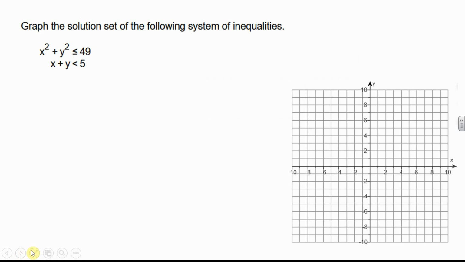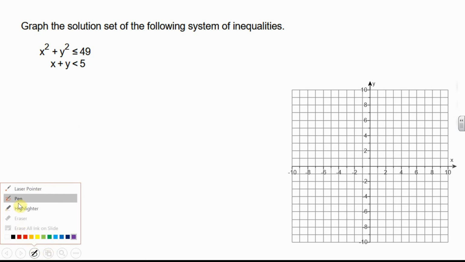all right, here's one that involves a circle and a line. So that x squared plus y squared less than or equal to 49. Since it's less than, then that tells us back from the previous instructions that we're going to shade everything inside the circle. And then we have the line down below with the inequality that represents the line.